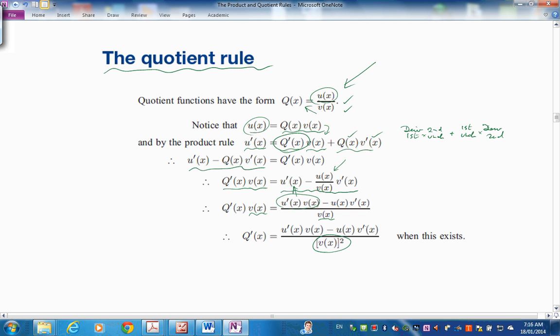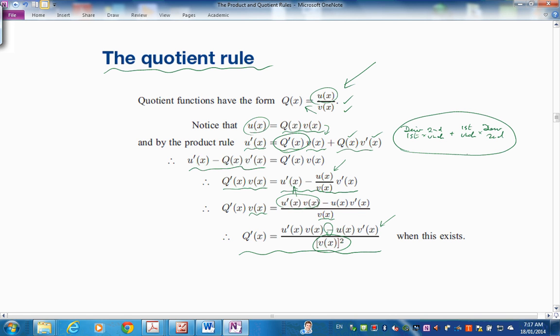So you've got a division there by v of x all squared. Well, that's a mess, isn't it? That's quite complicated. Okay, so we have to remember that. Can you see that if you've remembered the product rule like this, the quotient rule has got a negative, so you've got to watch which term goes first with the quotient rule.